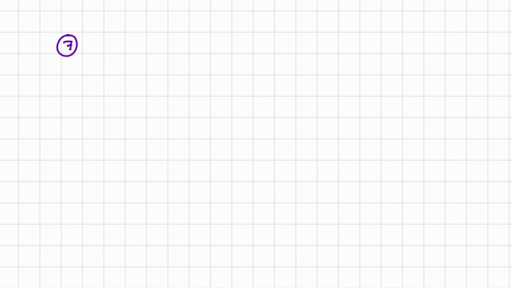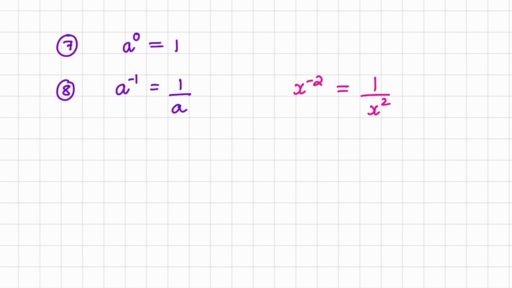Other properties that we have learned is anything raised to the power of 0 is equal to 1. And if I have a to the power of negative 1, that's the same as saying 1 over a. So if I have x to the power of negative 2, that would be the same as saying 1 over x squared. And if I have, for example, 1 over a to the power of negative 1, that would be a to the power of 1.